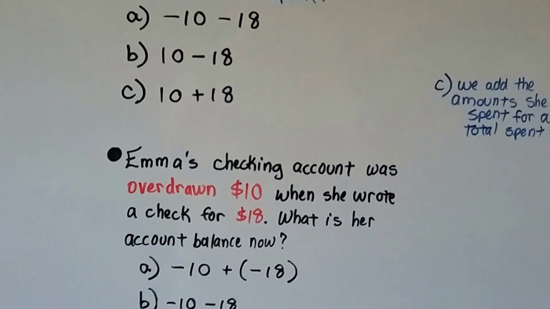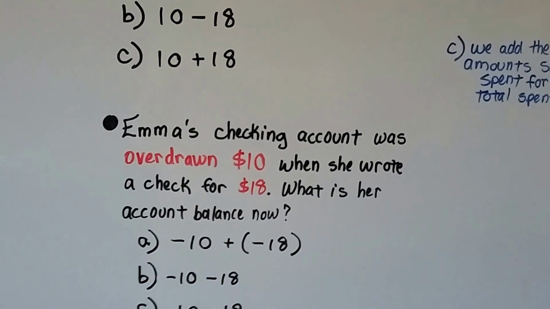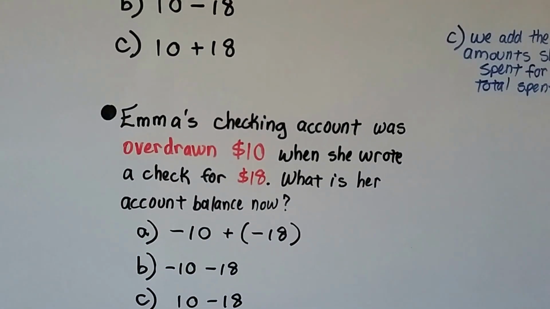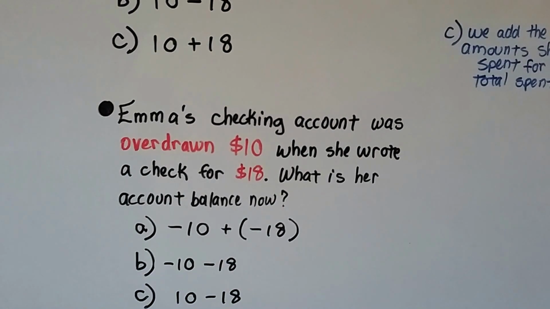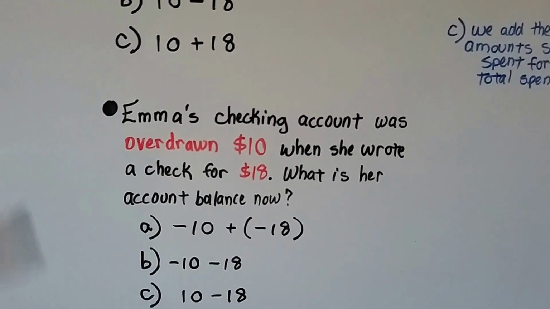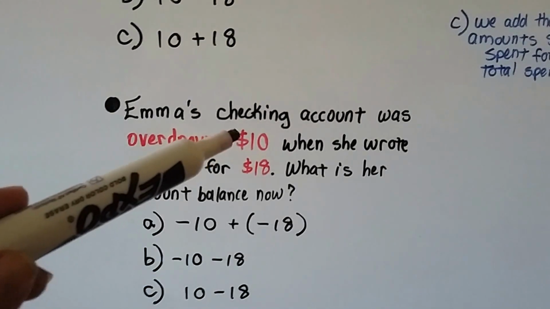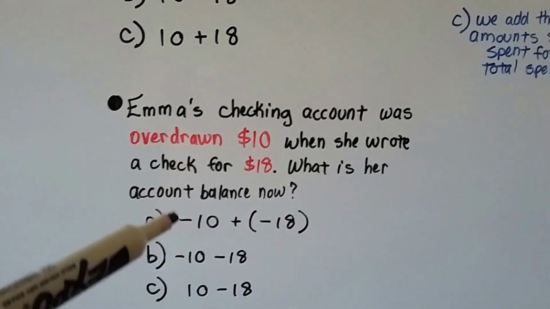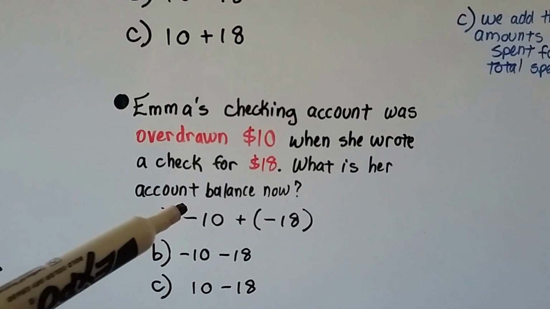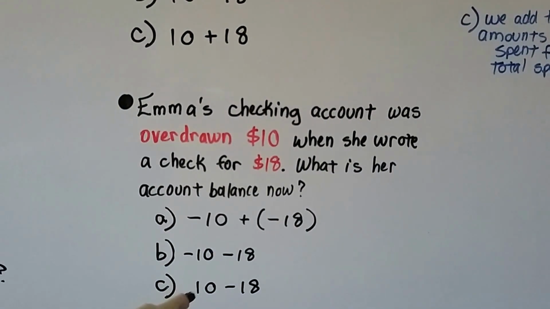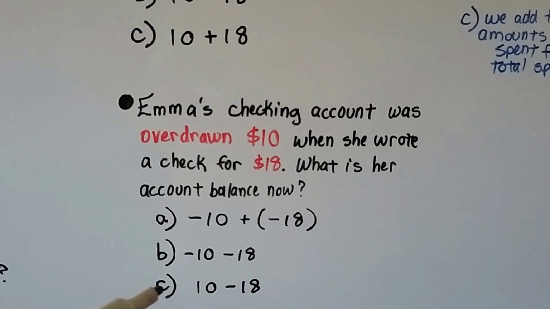How about this one? Emma's checking account was overdrawn $10 when she wrote a check for $18. What is her account balance now? Is it going to be A, B, or C? She was already overdrawn $10. Well, that means she was negative 10. So this positive 10 won't work. So we know it's not C.